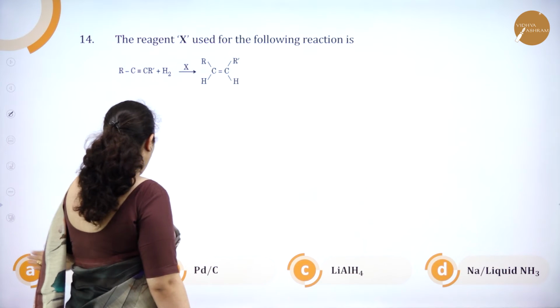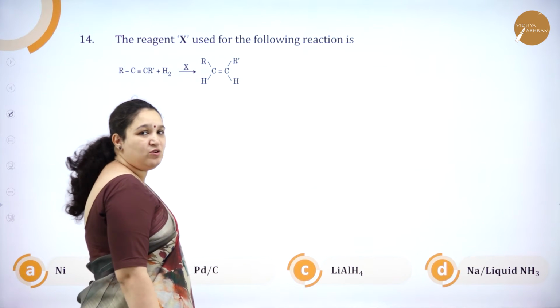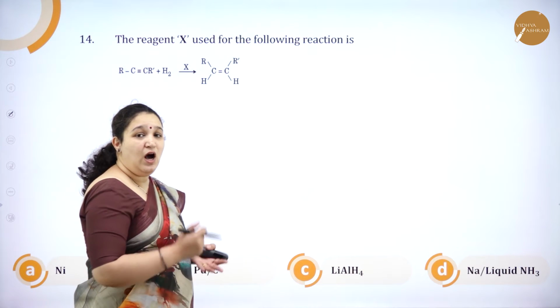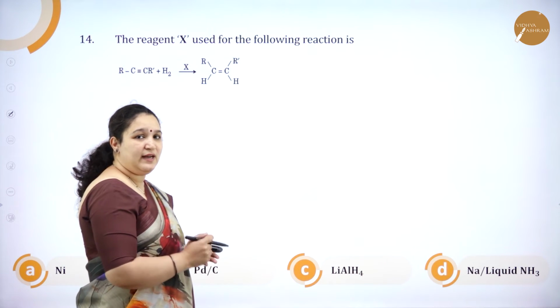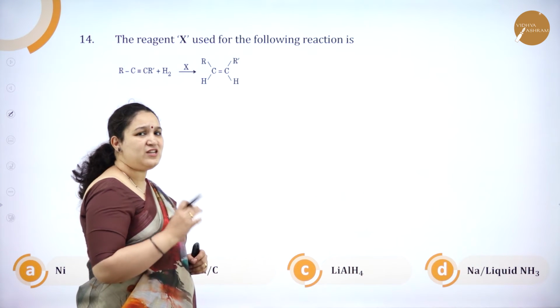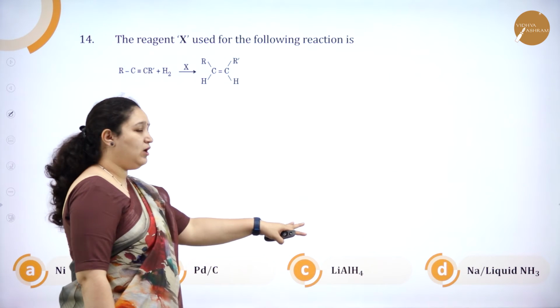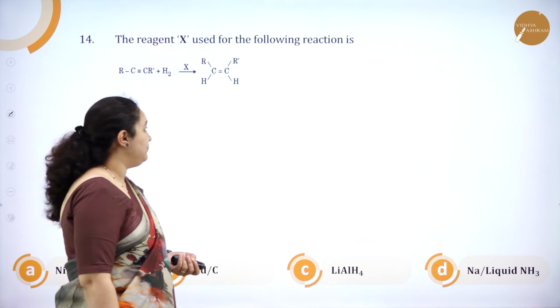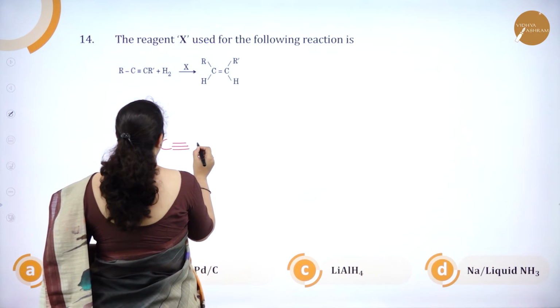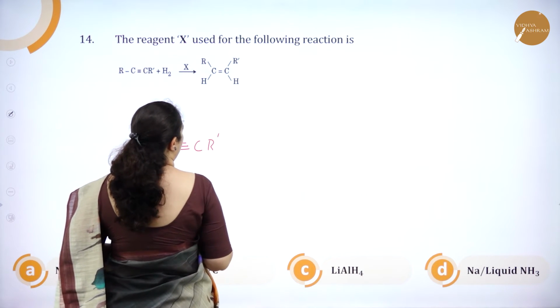Unfortunately, if you see all the options, all are reducing agents themselves. Then how are you going to choose the correct catalyst for this particular reaction? I shall give you the details about all the reducing agents here. Okay. So if I have R, C, triple bond, C, R dash.